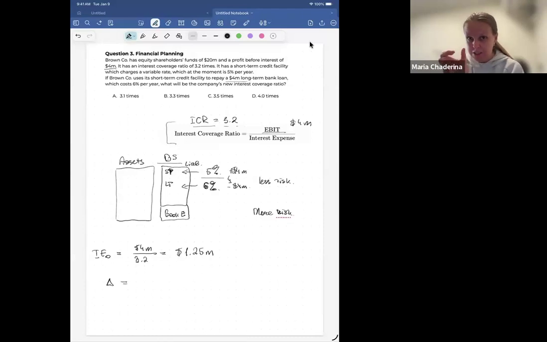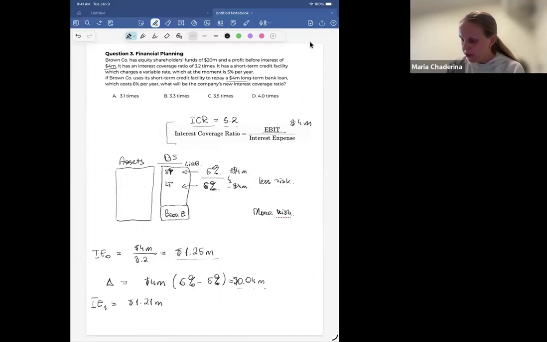Delta is the difference between the interest expense. I have 4 million that I'm going to take out on the short term and then repay the long term. How much money am I saving in terms of interest expense? It's 6% minus 5%, so it's 1% of 4 million. This is 0.04 million. Now, the new interest expense, therefore, is going to be 1.25 minus that saving, which is going to be 1.21 million.